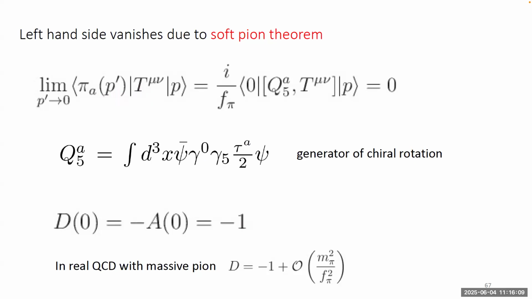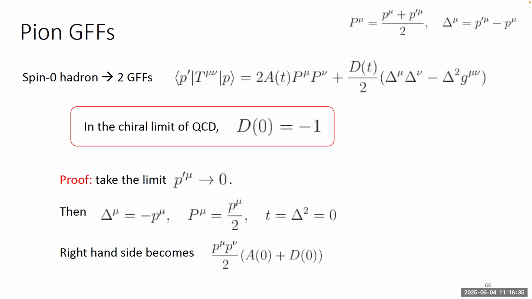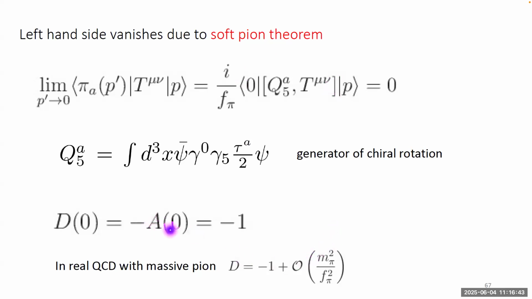This is a theorem. Okay, I will give you a proof in the next slide, but let's take it for granted for the moment. And once you accept it, you can immediately conclude that this commutator is 0, because the energy momentum tensor is invariant under the chiral rotation. There's no chiral charge. So the left-hand side is also 0. And then if I go back, this linear combination A plus D is 0, which means that A is minus D, and since A is 1, D has to be minus 1.